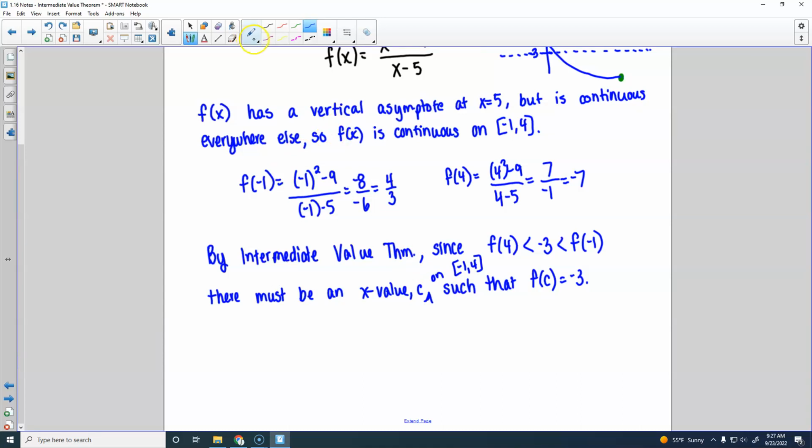Okay, so just to highlight the key points: you have to have continuous. You must say that it's continuous. You must find the values for the endpoints. For the intermediate value theorem, you have to show that the value you are looking for falls between these two endpoints. And then your conclusion.